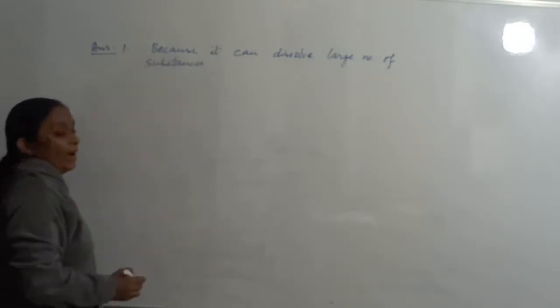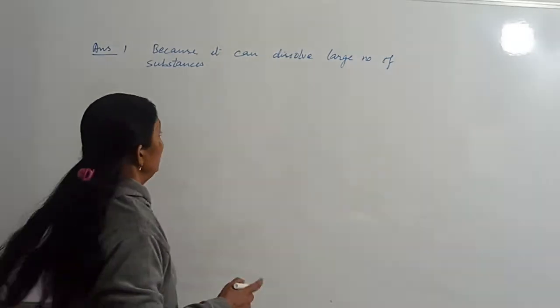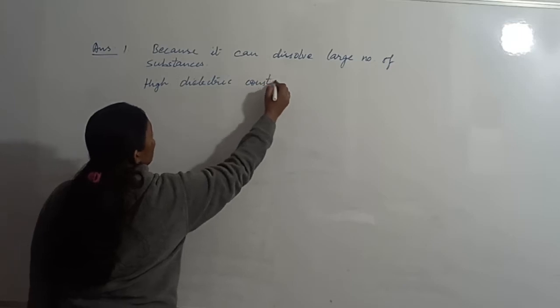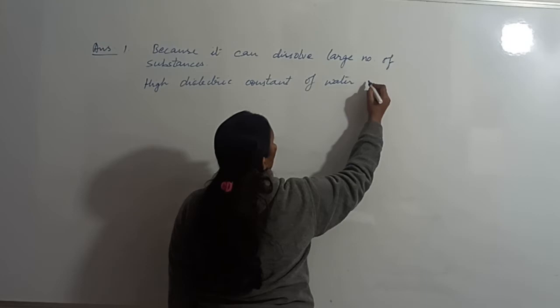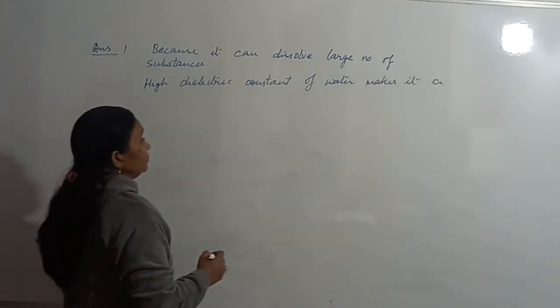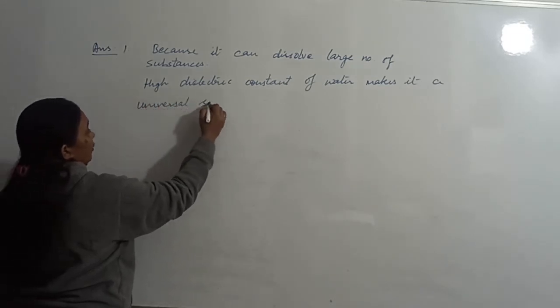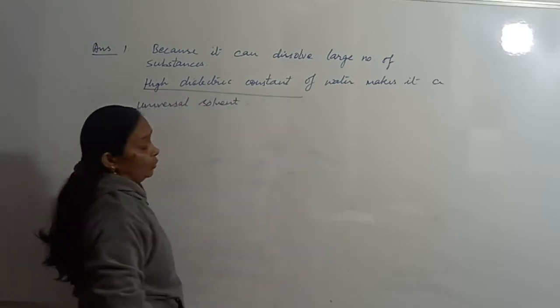Now, the next part of the question is, which property of it makes it a universal solvent? So the property is the high dielectric constant of water, which makes it a universal solvent. Now, what is this high dielectric constant?